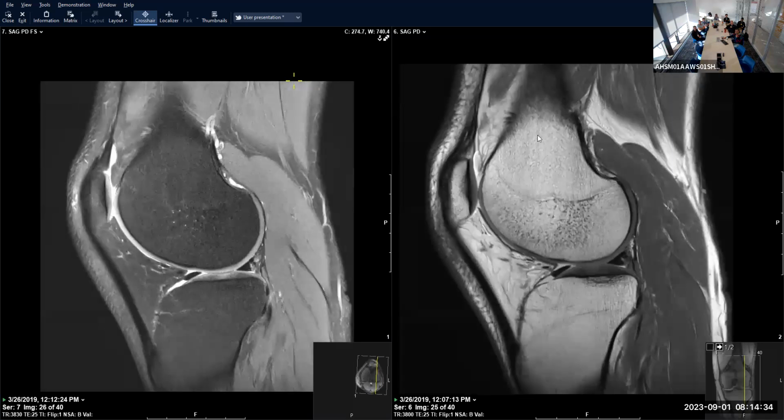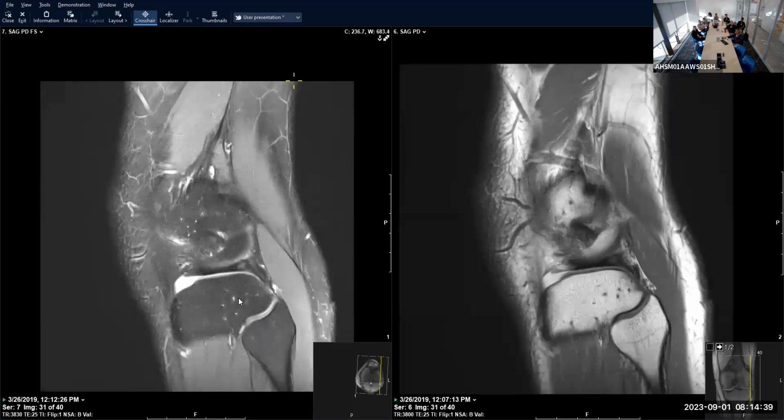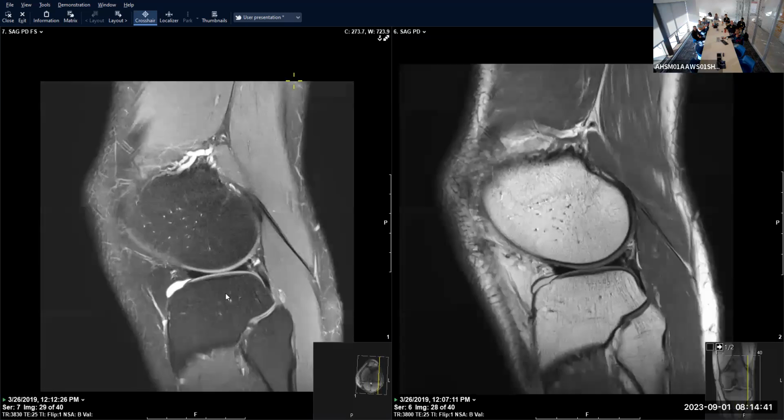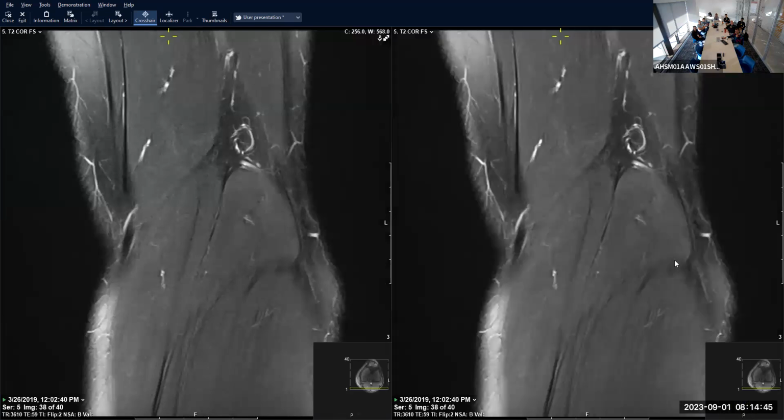So that's kind of the crux. I'm looking at the bone marrow, making sure there are no marrow-replacing lesions, looking for any marrow edema to suggest pivot shift contusions and things like that. But that's my search pattern on the sagittal plane.